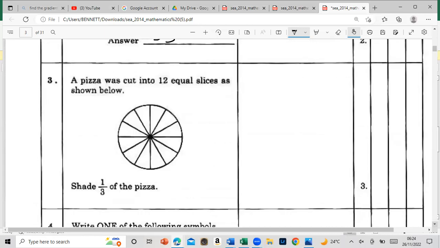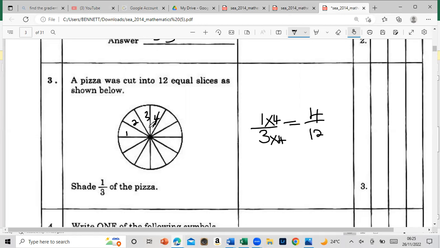All right, it says a pizza was cut into 12 equal slices as shown below. Shade 1/3 of the pizza. So one way you can look at this is as equivalent fractions. 1/3 equals something over 12. What number here can make this an equivalent fraction? So let's go back to how they got 12. It would be 3 multiplied by a number to give you 12. Type that in the comment section: what number times 3 gives 12? That's 4. So you do the same thing, you multiply this by 4. So that's 4 out of the 12. So let us see if I can get 4. So 1, 2, 3, 4.